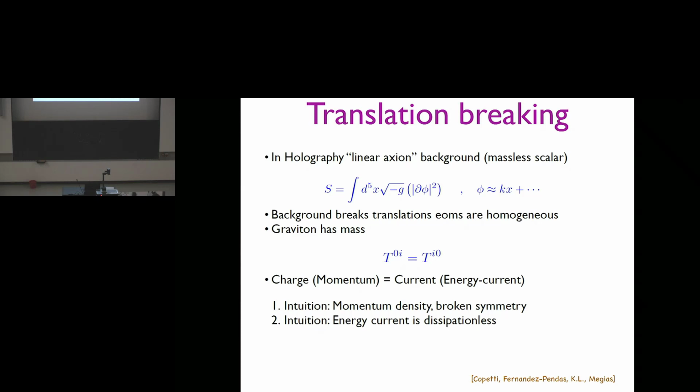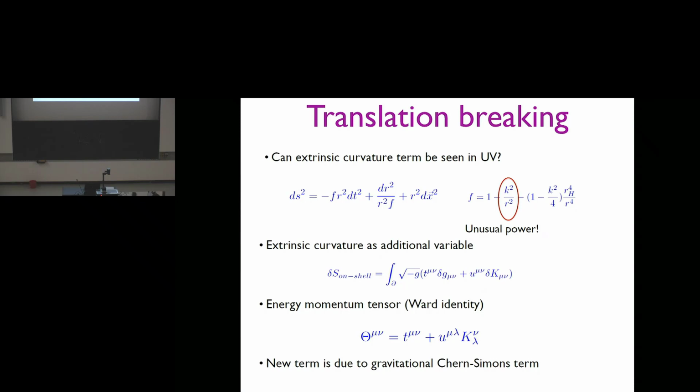But you can do the holographic calculation and go through the formalism. It's a little bit unusual here, for me at least, that there is a slightly unusual power in this black hole metric. Usually the mass of the black hole only comes in at 1 over r to the 4, here it comes in at 1 over r squared.